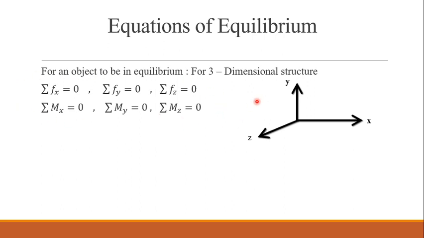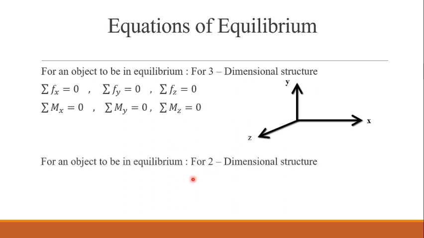So in all 3 dimensions, the forces summation is 0 and the movement summation is 0. For an object to be in equilibrium in a 2-dimensional structure, say if I consider x and y only, the equations of equilibrium are summation of Fx equal to 0, summation of Fy equal to 0 and summation of movement equal to 0. So summation of forces about the x direction is 0, summation of Fy is 0 and the movement about any one point is 0.